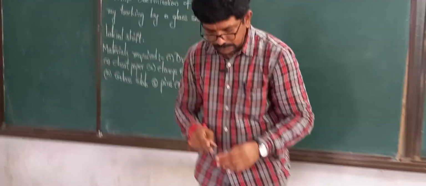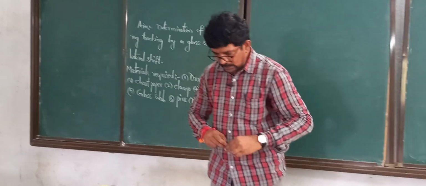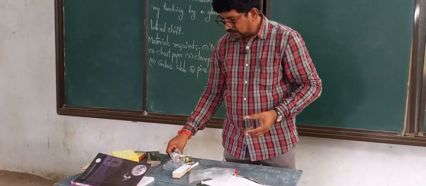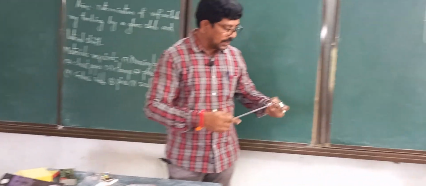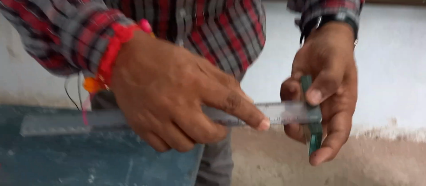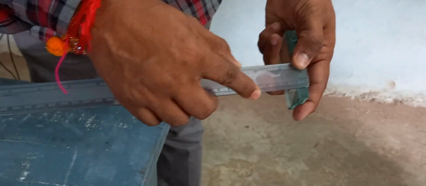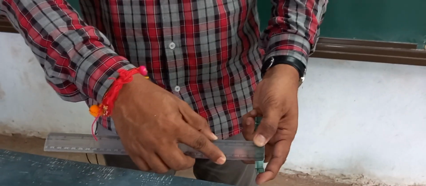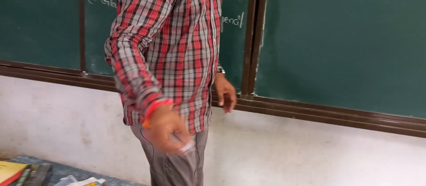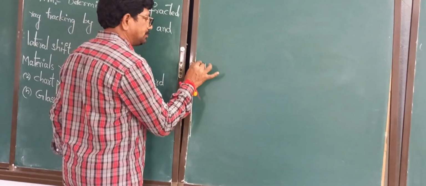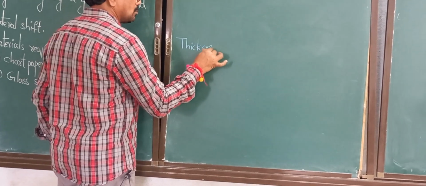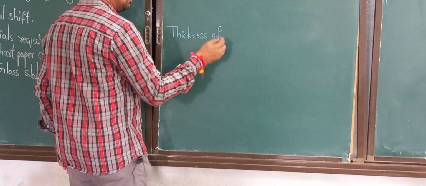Now, with the help of the scale, find the thickness of the glass slab. What is the thickness of the glass slab? This is 1.2 centimeters. The thickness of the glass slab is 1.2 centimeters. Here I am writing the thickness of the glass slab.